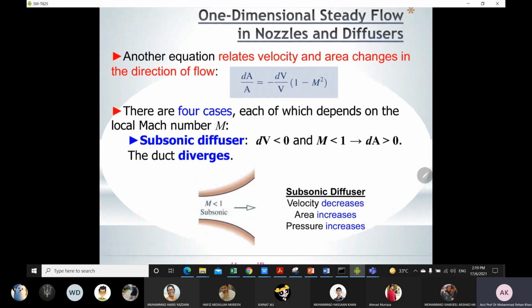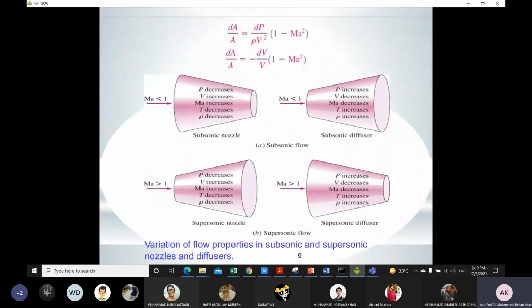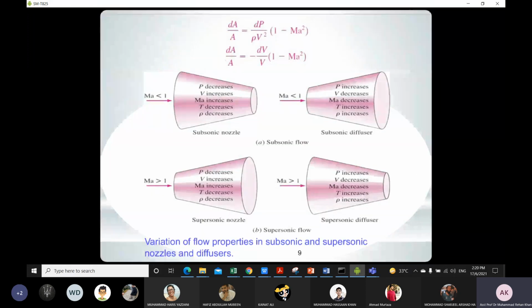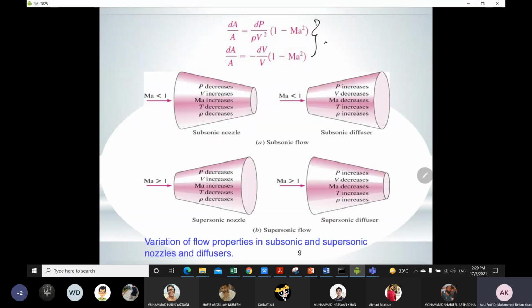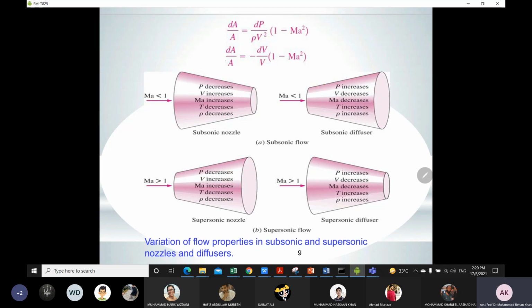Okay, so all this information comes from the two equations which we already developed in the previous lecture. Okay, so now this is just a summary of all the story that I have just briefly told you. Okay, so these are the equations and these are the results which we are talking about: subsonic nozzle, subsonic diffuser, supersonic nozzle, and supersonic diffuser. Okay, so this figure is from your book. You just have to correlate with your book in order to understand it.